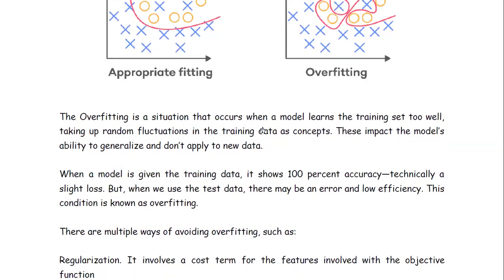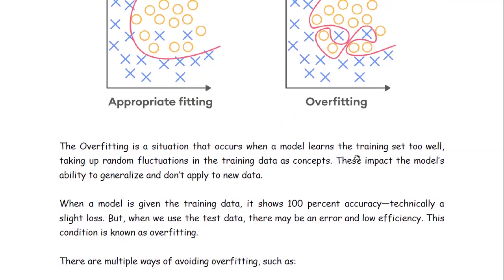Why is this occurring? Because the model learns the training set too well. It means it learns the training set very well, but while taking up random fluctuations in the training data as concepts, the model's ability to generalize is affected, so it will not be able to perform well for new data.